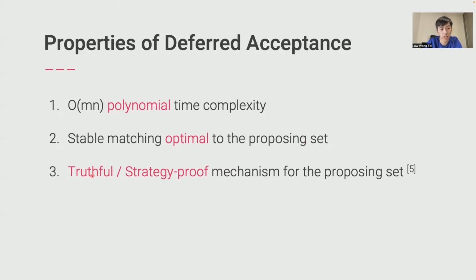Apart from that, DA is also a truthful or strategy-proof mechanism for the proposing set, which entails that the algorithm does not yield a better matching for a man that misrepresents his preferences. On the contrary, it is generally not truthful for the rejecting set.